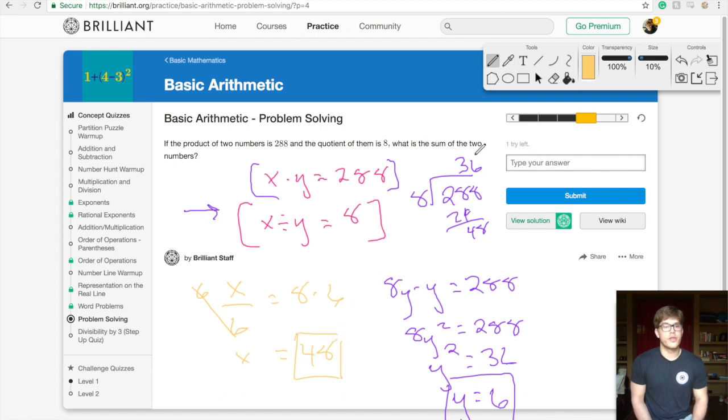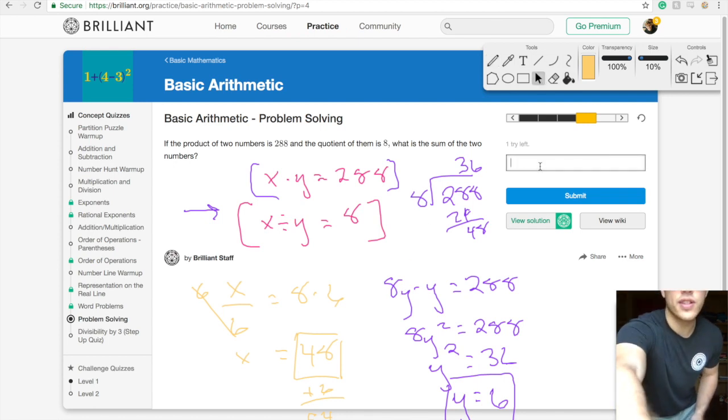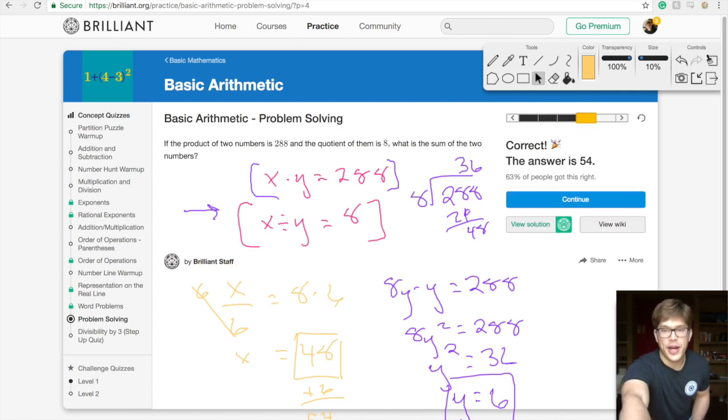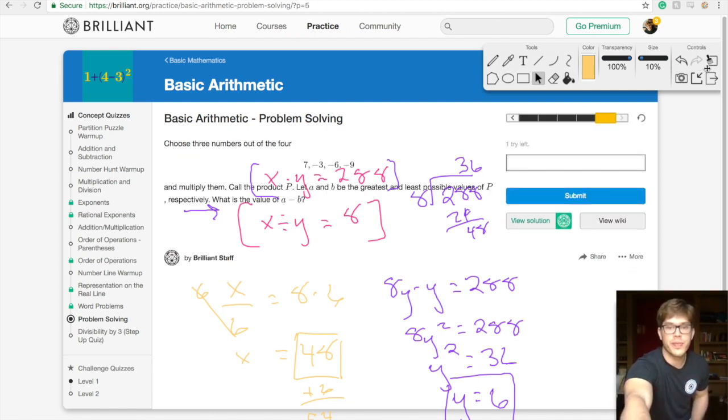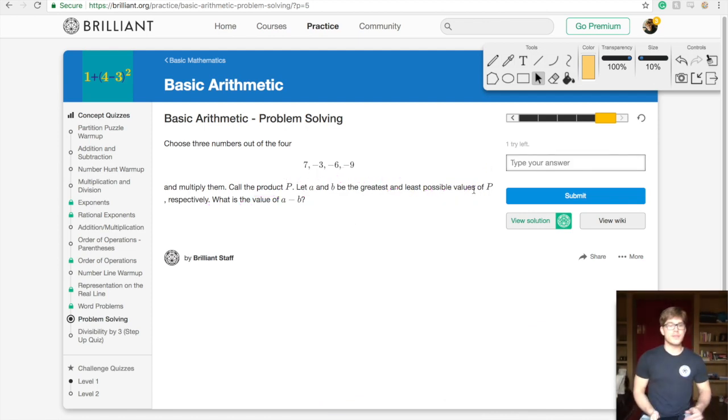So what is the sum of our two numbers? Well, x is 48 and y is 6, and 48 plus 6 is what? 54, right? 6 plus 8 is 14. Put a 4, carry a 1, 54. Yes. So we will say 54 for our answer. Bada bing, bada boom. All right, excellent. Let's continue to our last problem of this video.